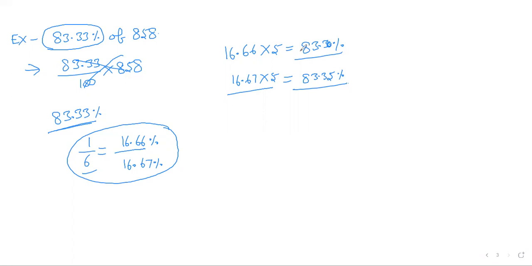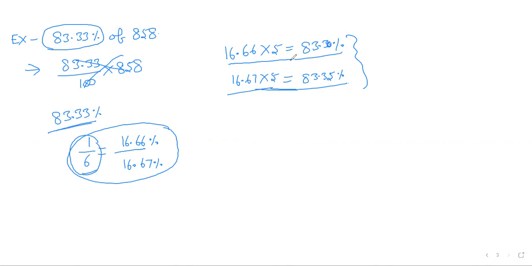I think both of these can be useful, both values, 83.30% or 83.35%. No problem, no issue. But remember one thing, this 1 by 6, sometimes this calculation creates some confusion.